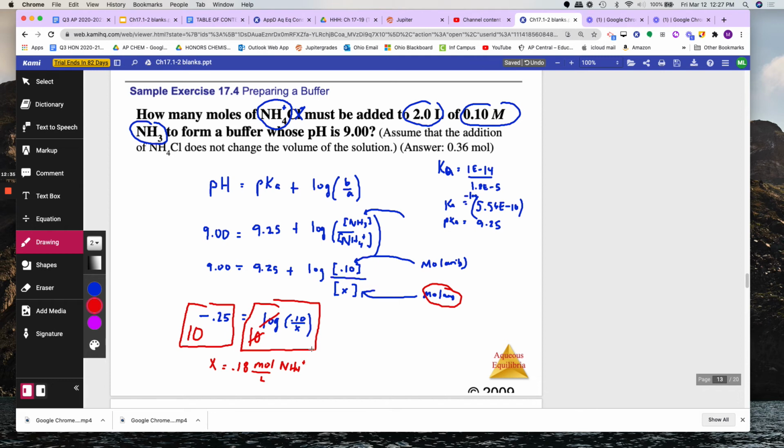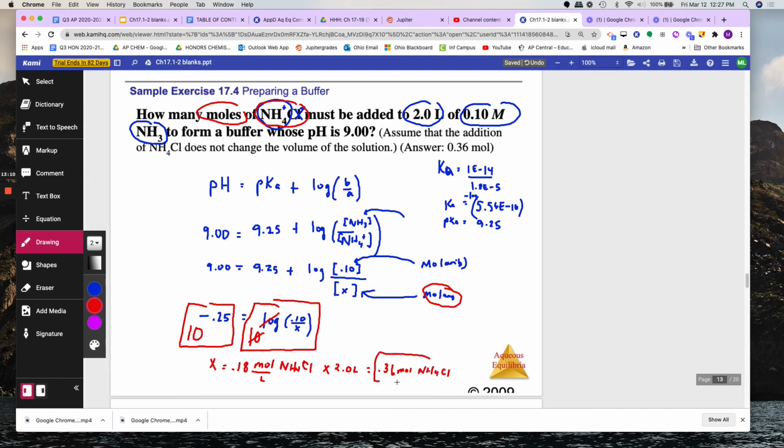And so it's asking for how many moles of NH4+, which is the same as NH4Cl because they're a 1-to-1 ratio. This is the number of moles of NH4Cl as well because they came together. So I'm just going to multiply that by 2.0 liters, just 2 sig figs, and it'll give you the moles. So I got 0.36 moles of NH4Cl.